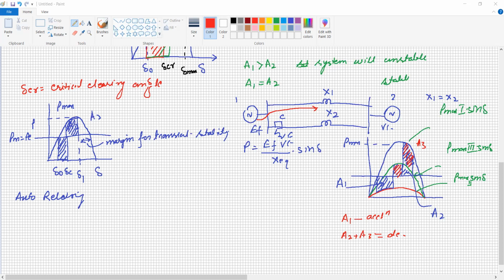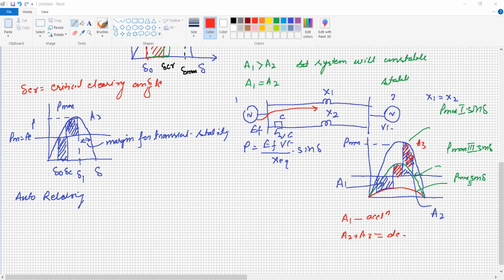So area A1 is from delta 0 to delta CR, with the maximum value Pm minus the mechanical input, integrated d delta. This is the area A1. Similarly, area A2 starts from delta CR to delta maximum. At any point, this is the same maximum. It may not be maximum somewhere, so we have taken the maximum value into sine delta minus mechanical input, the upper region, and we can find the area A1.